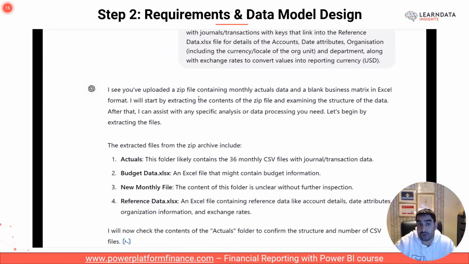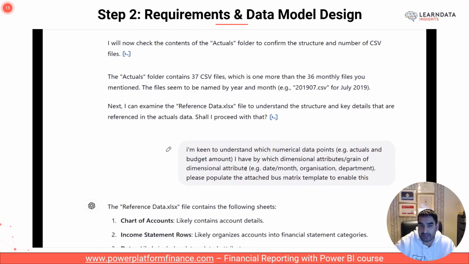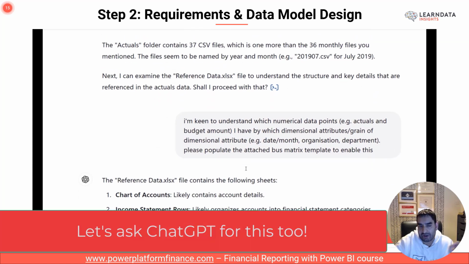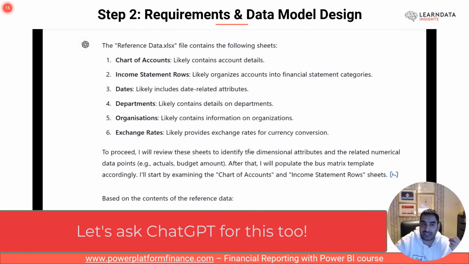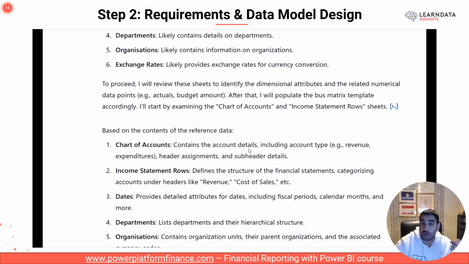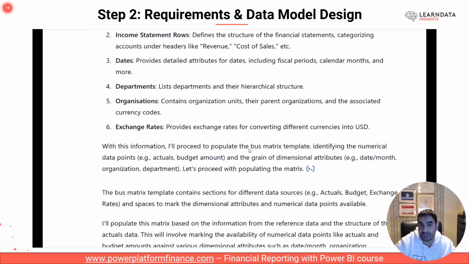We might have numerical data scattered all over the place. A template we could use for this is a bus matrix. So numerical data points and then attributes down the left. And we indicate whether each of those numerical data points are by those attributes. And again, we're passing this into ChatGPT and say, please populate the attached bus matrix template based on the contents of the data.